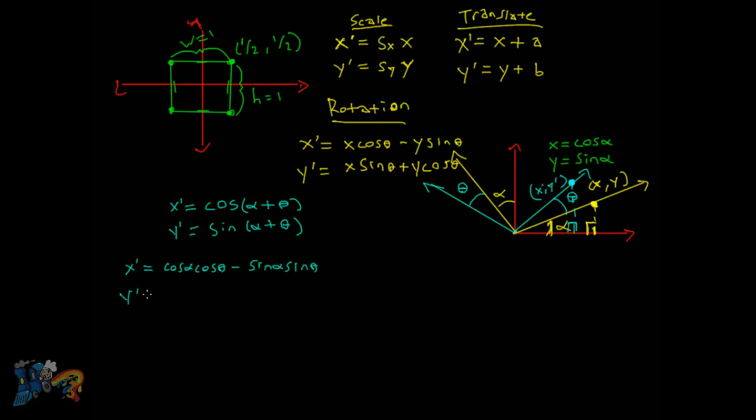And y prime is the same, and sine of alpha plus theta is the same as saying the cosine of alpha multiplied by the sine of theta plus the sine of alpha times the cosine of theta. Okay, so these are equivalent statements right here.